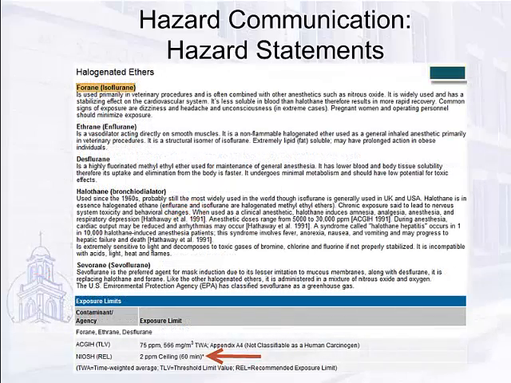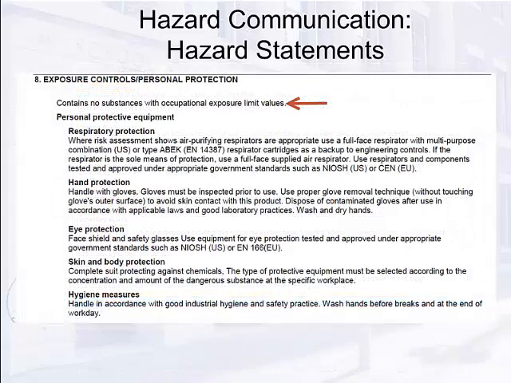OSHA has not established a permissible exposure limit for anesthetic gases. The National Institute of Occupational Safety and Health has a recommended exposure limit for halogenated agents of 2 parts per million or 15.1 milligrams per cubic meter as a ceiling limit. Under the isoflurane SDS, a statement is provided that it contains no substances with occupational exposure limit values. In fact, the NIOSH recommended exposure limit exists and should be used for evaluating protective measures in the lab.